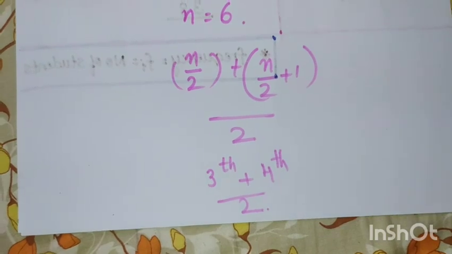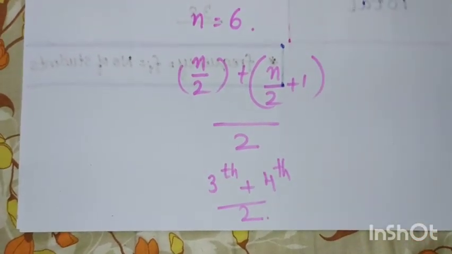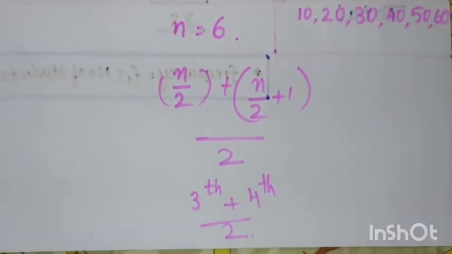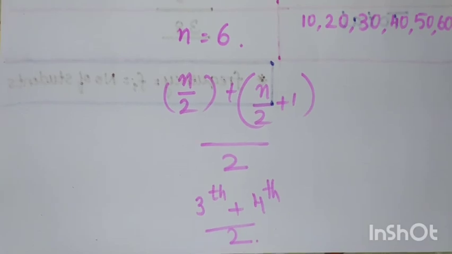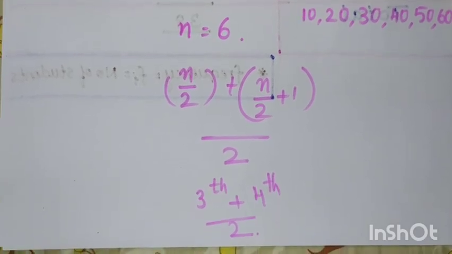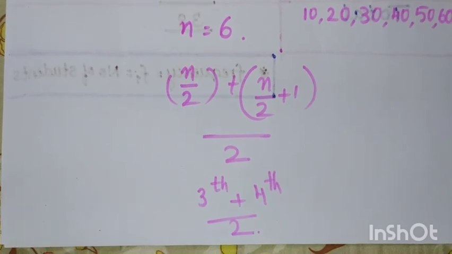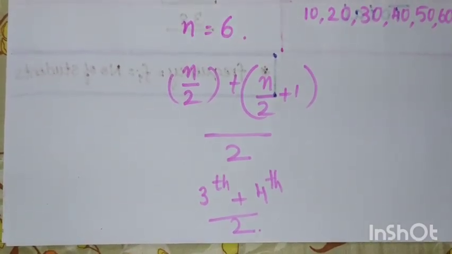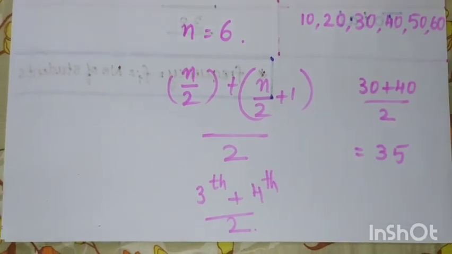So what is the third and fourth observation? For example, if the question was this, then the third observation will be 30 and the fourth observation will be 40. So 30 plus 40 is 70 and 70 by 2 is 35. Hence the median is 35. So this is the median.